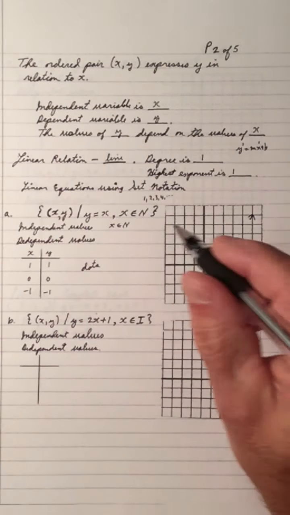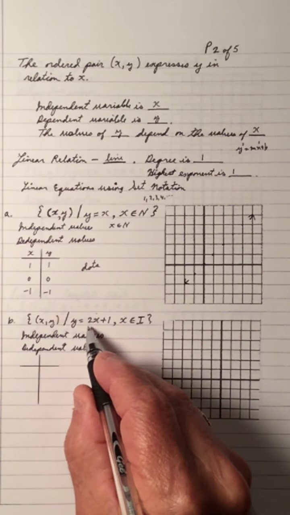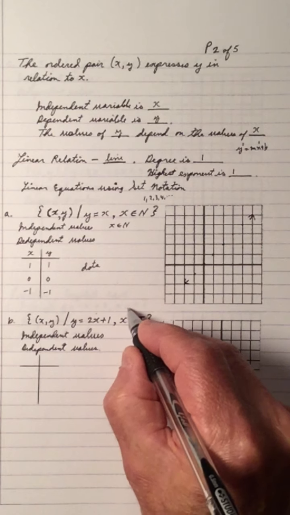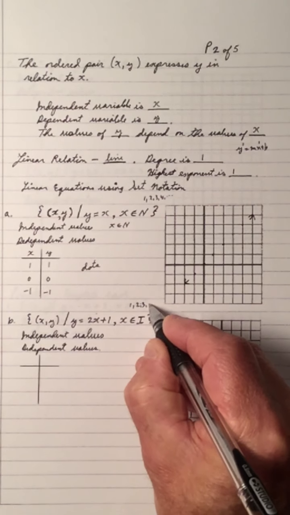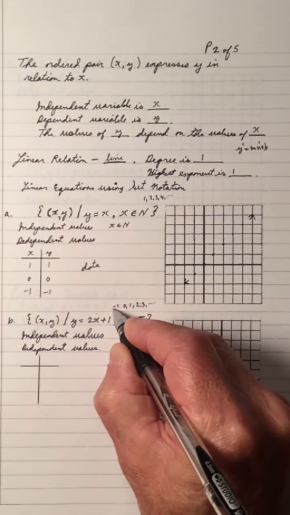B, the set of all (x, y) such that y = 2x + 1, where x belongs to the integers. And we know the integers are 1, 2, 3, and so on, and 0, and their negatives: negative 1, negative 2, negative 3, and so on. So that's the set of integers. I stands for integers. The independent variable in this case is the values of x, so that's the set of integers.